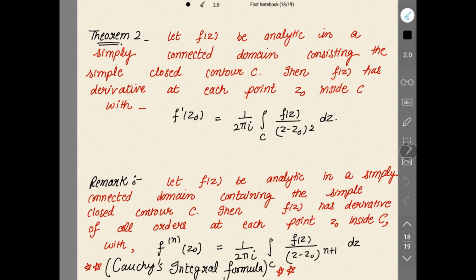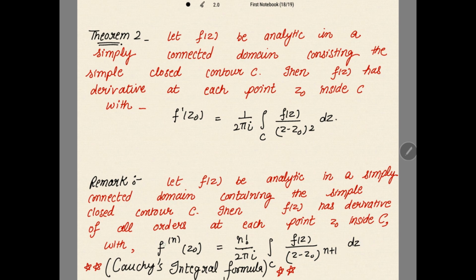Let f of z be analytic in a simply connected domain containing the simple closed contour C. Then f of z has derivatives of all orders at each point z0 inside C, with f superscript n of z0, which is your nth derivative at z0, equal to n factorial over 2 pi iota times the integral over C of f of z over z minus z0 to the power n plus 1 dz.